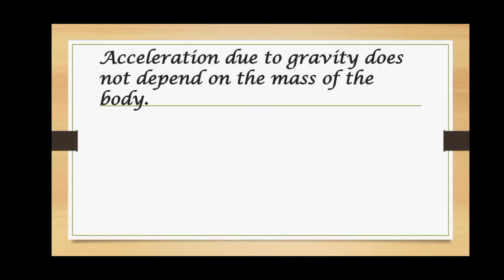Acceleration due to gravity does not depend on the mass of the body. Let us write down the formula for the acceleration due to gravity once again. That is, g is equal to G M by r square, where G is the gravitational constant, M is the mass of Earth, and r is the radius of Earth. Since the acceleration due to gravity does not depend on the mass of the body, all bodies fall with the same acceleration towards the surface of the Earth. If a big stone and a small stone are dropped from the roof of a house simultaneously, they will reach the ground at the same time.